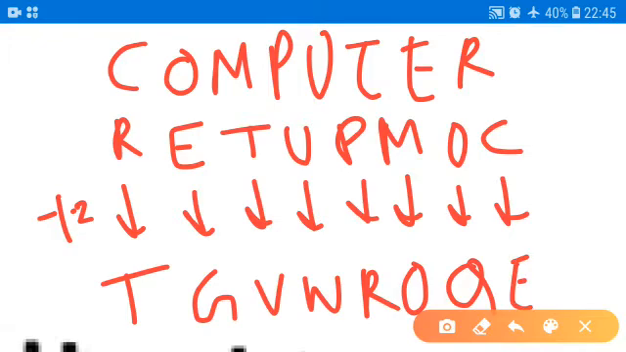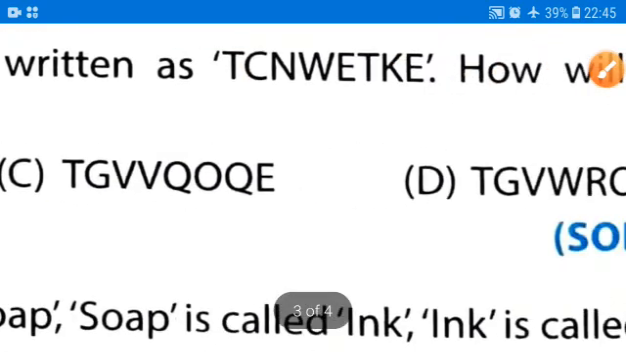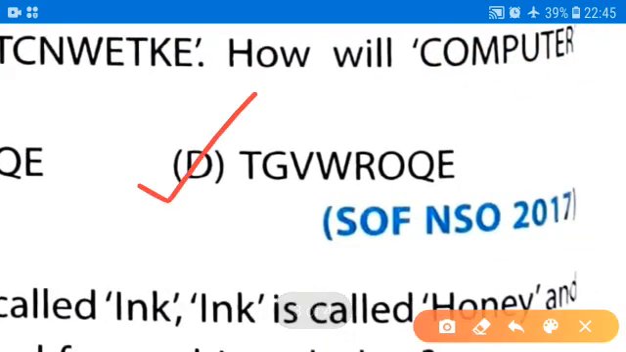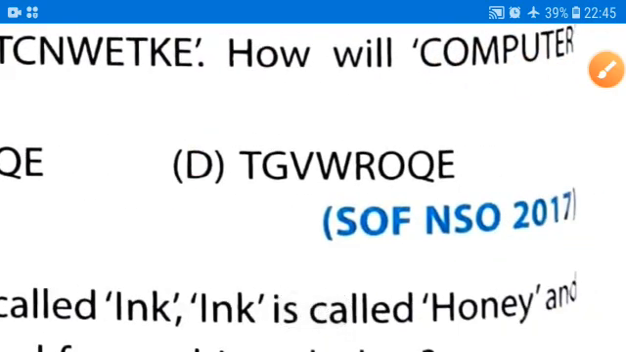The correct answer is T, G, V, W, R, O, Q and E, and the correct option for this question will be option D. This option is the correct answer.